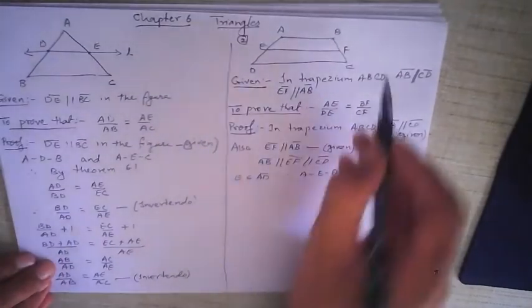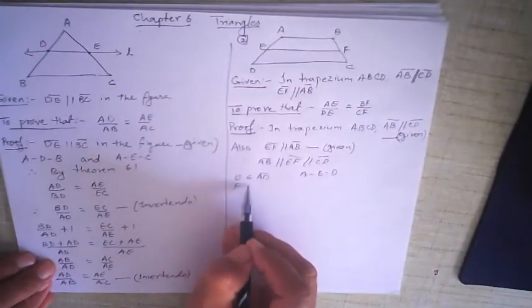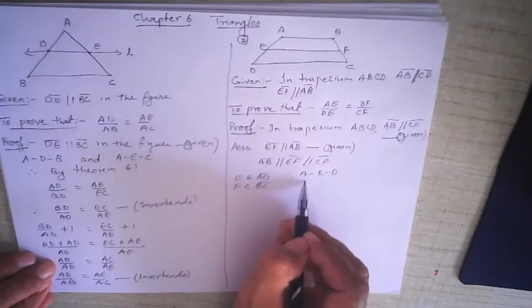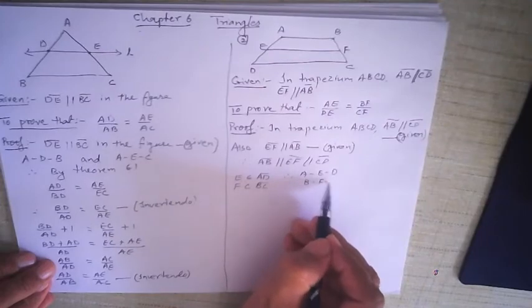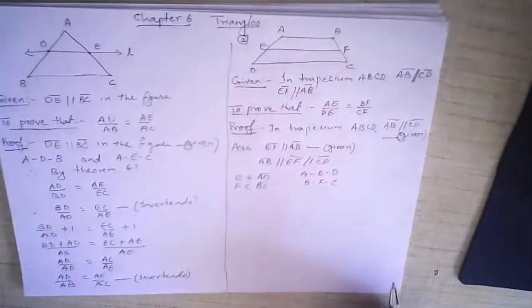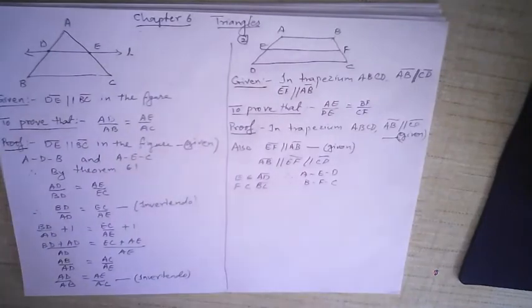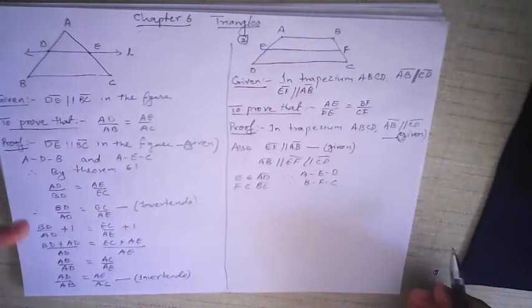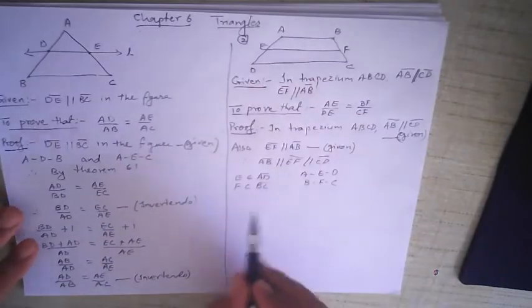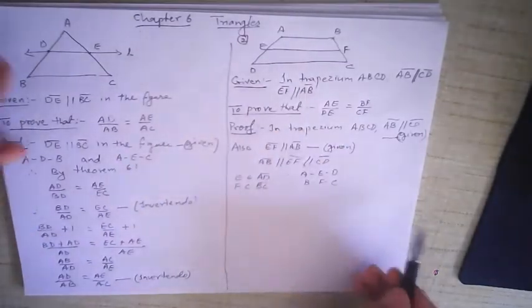Also, the other fact is F belongs to BC. Therefore B-F-C. E lies between A and D, F lies between B and C. When you write the proof, you must write as much information as possible. Otherwise, you can finish it in short, but there is no need to do that. Make sure that you get full marks, 4 marks for it, because you have to write in detail.